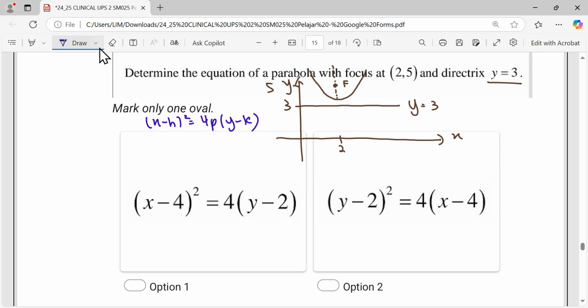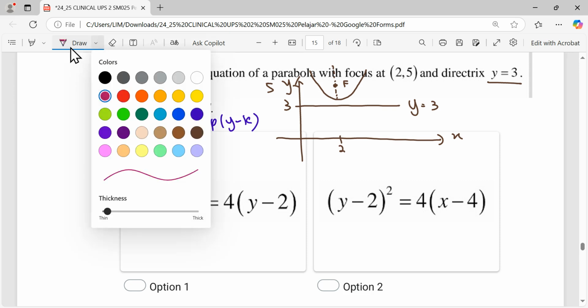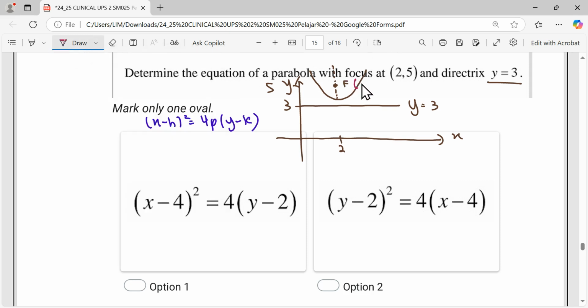Then we have to know what your vertex is. How to find our vertex? The focus is 2, 5. The directrix is y equals 3. So the value of p is here. From 5 to 3, the distance is 2 units, which means here 1 unit, here 1 unit. Then our vertex will be in between. When you move 1 unit downward, our vertex will be at 2, 4. So it will be x minus 2 squared equals 4p times y minus 4.